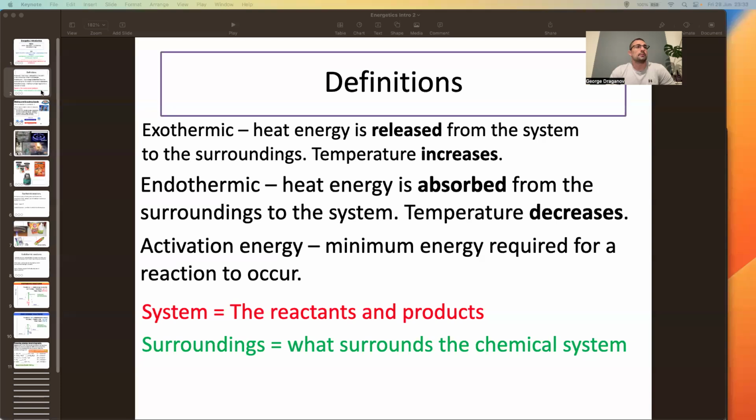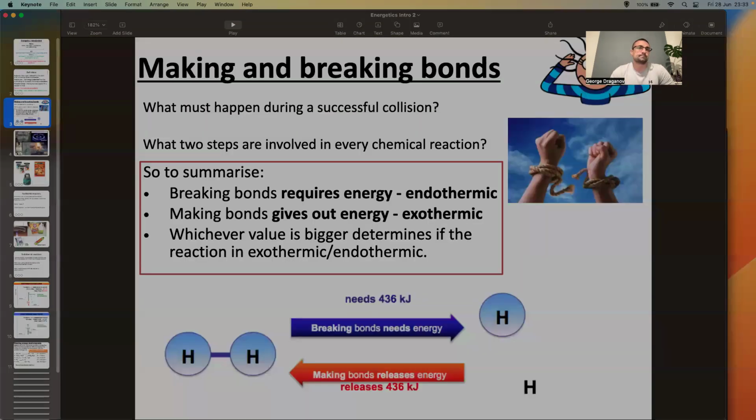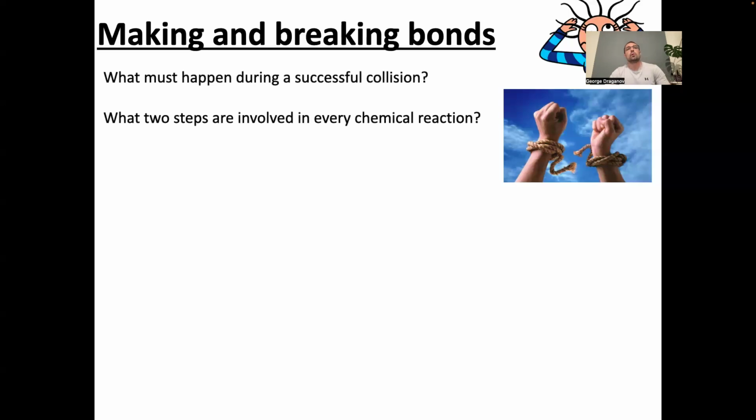Okay, back to this. Let's look at a basic principle here. In basic terms, what must happen during a successful collision? During a successful collision, the particles must collide with enough energy, equal to or greater than the activation energy. And the second thing that must happen is that the collision must be in the correct orientation. If the particles collide at the wrong angle, that would still be unsuccessful.